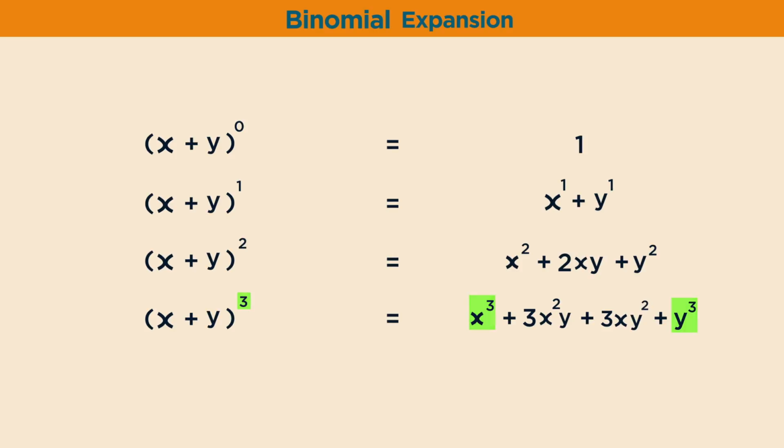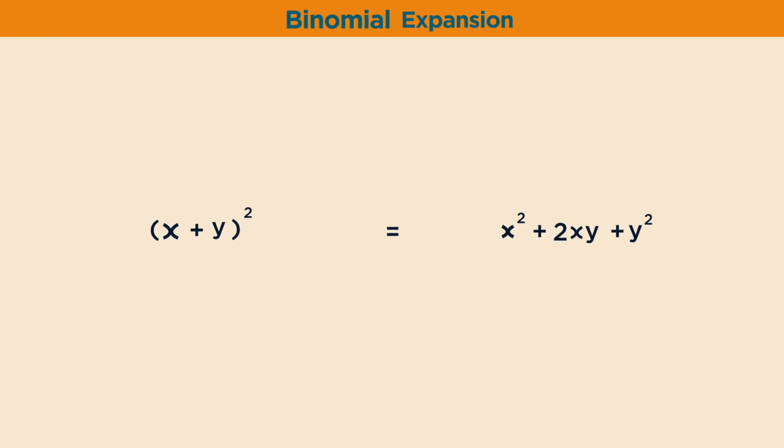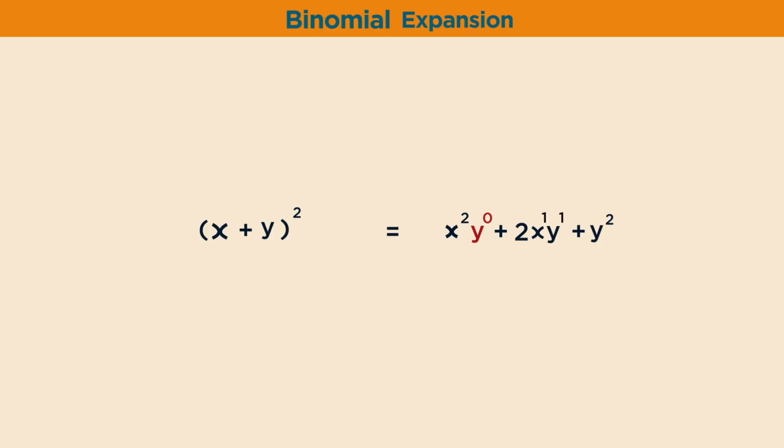Now how about these intermediate terms here? How do we obtain the powers of x and y? To find out, let's look at this quadratic expansion more closely. And for us to notice a pattern here, we're going to put y to the power of 0 here and x to the power of 0 here. And we know these terms are just equal to 1. So the two expressions are still equivalent.